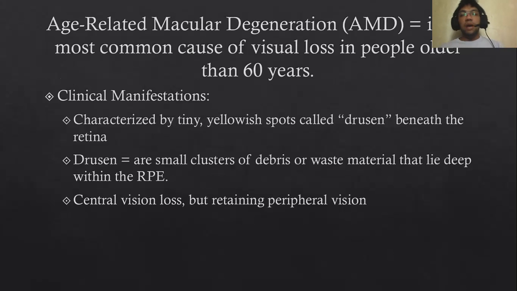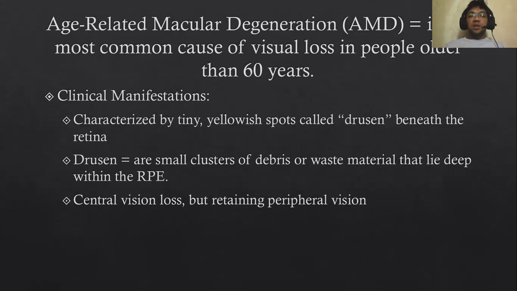And now we go to age-related macular degeneration, or AMD. It is the most common cause of visual loss in older people older than 60 years of age. It's part of the aging process.